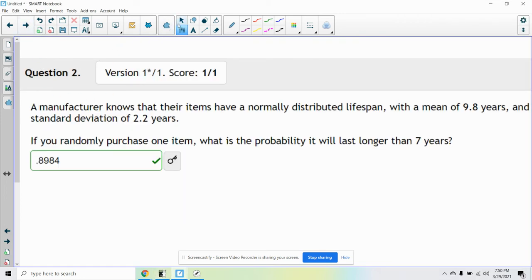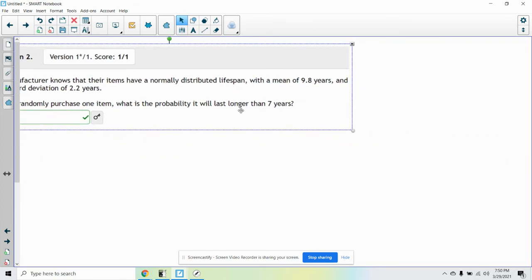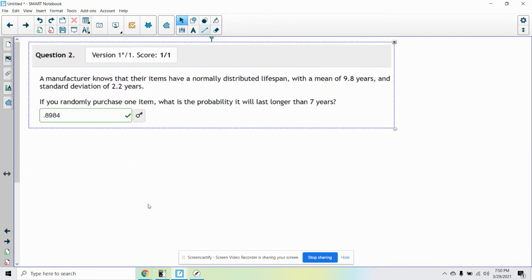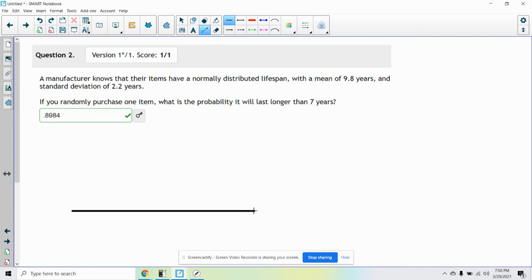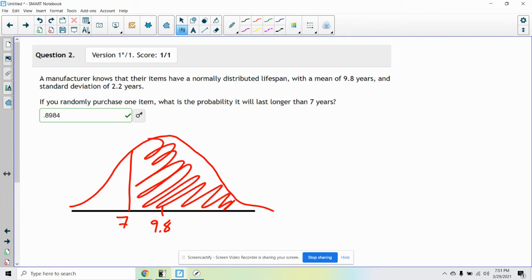Now this says, find the probability that it lasts longer than 7 years. So I'll draw the chart real quick, the curve. Let's just do this, whatever. Good enough. That's fine. Mean is 9.8. 7 somewhere right here. I'm looking for the probability that it lasts longer than 7 years. I'm looking for that area.